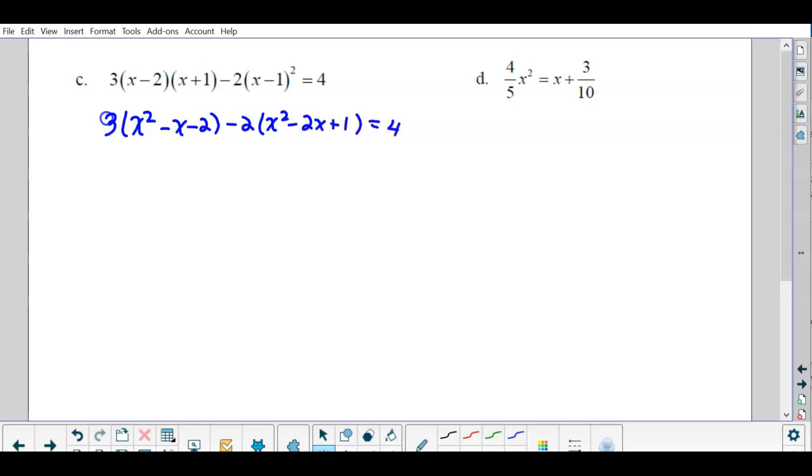Remember, when you square a binomial, you get 3 terms. Some of you are still forgetting that.